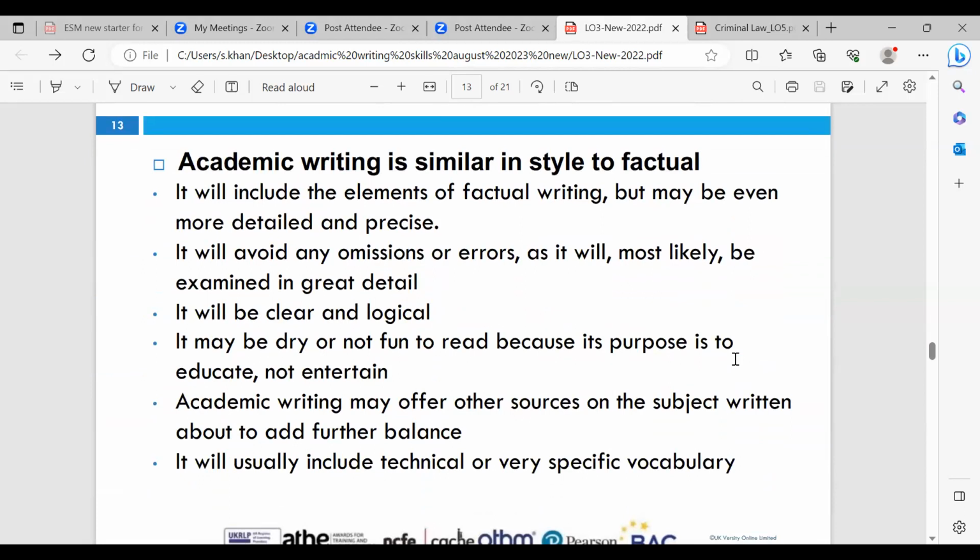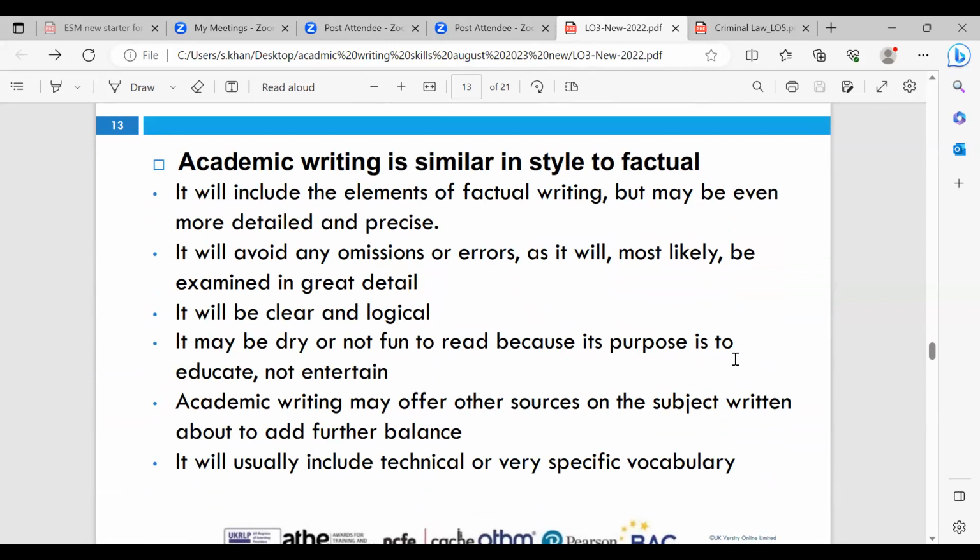Academic writing is similar in style to factual. It will include the elements of factual writing, but may be even more detailed and precise. It will avoid any omissions or errors, as it will most likely be examined in great detail. It will be clear and logical.